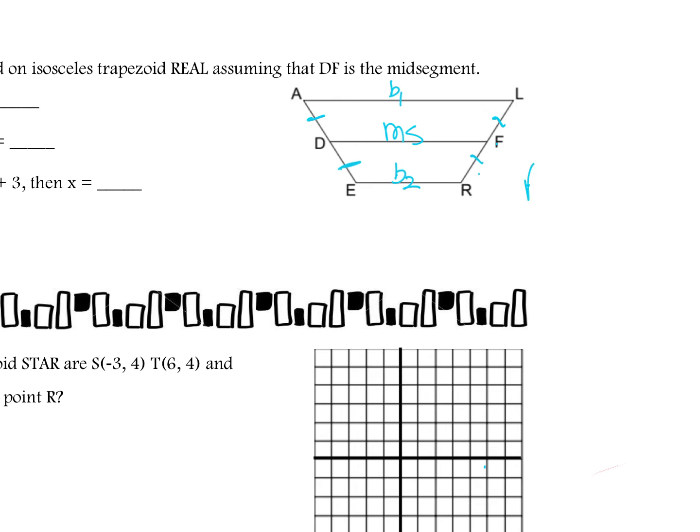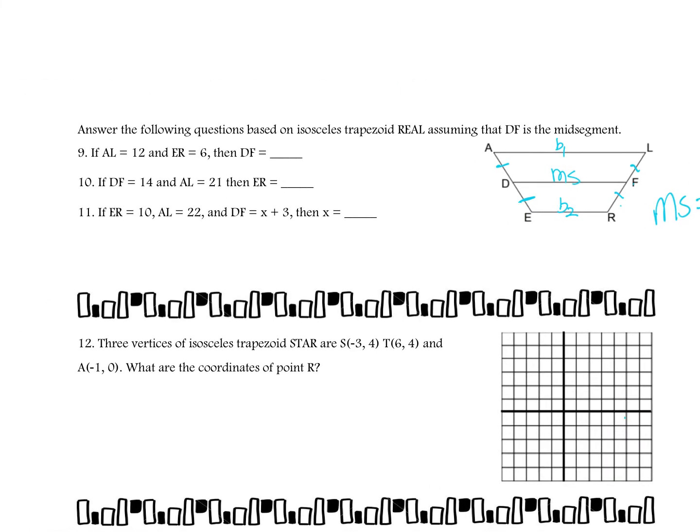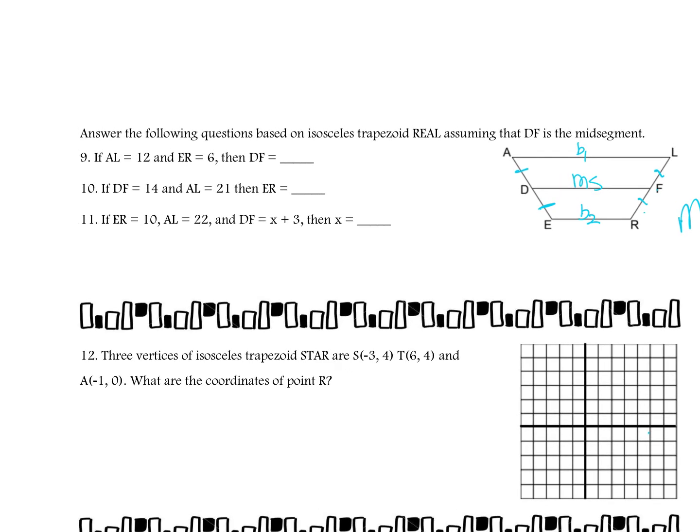So the formula you're going to use is the mid-segment equals base 1 plus base 2, divided by 2. So right here, it says base 1 is 12 plus base 2, which is 6, and then divided by 2 to figure out what D to F is going to be. So right here, I have 18 divided by 2, which is 9.